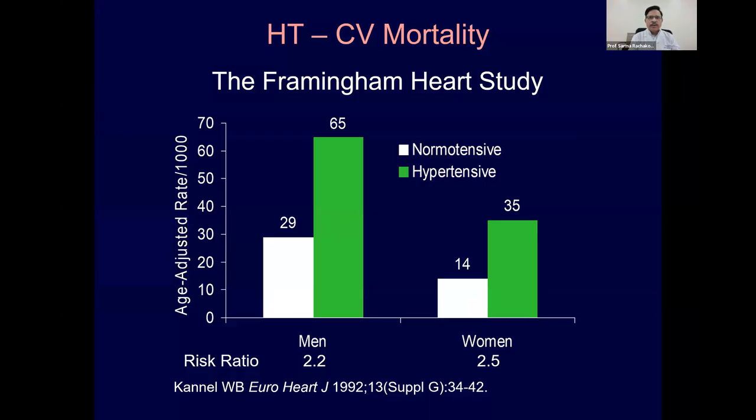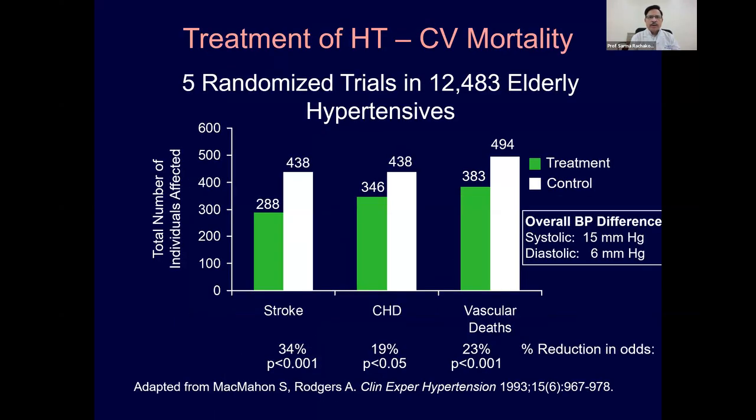Here, the Framingham Heart Study, cardiovascular mortality, men and women. You see the white color are normotensives, yellow are the hypertensives. In normotensives, the age-adjusted rate per 1000 is 29 in men, whereas it is 65 in hypertensives, and 14 and 35 in the case of women. The relative risk is also 2.2 in men and 2.5 in women. What does that mean? A person without hypertension has a risk of 1; a person with hypertension has a risk of 2.2 times or 2.5 times, depending on the gender. Hypertension in women is even more dangerous.